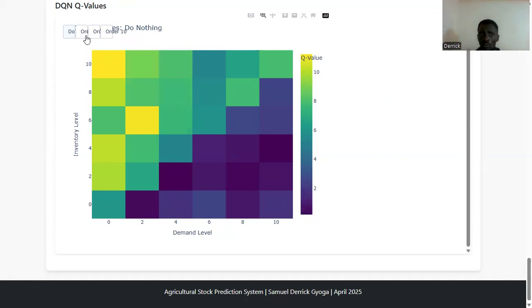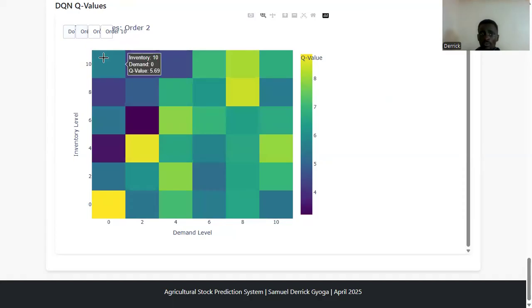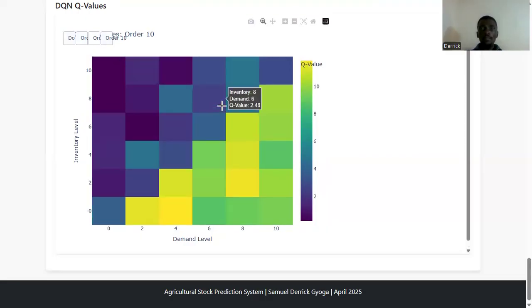So when to order, maybe when inventory is 10, demand maybe zero, and then the Q value is around 5.69, and then when inventory is 8 and the Q value is around 8.42. So when we follow our heat map, the decision to order is very little with these values, but once inventory is kind of equal to the demand and the Q value is almost equal, so you have to make one. So yeah, these are the various demonstrations of this.